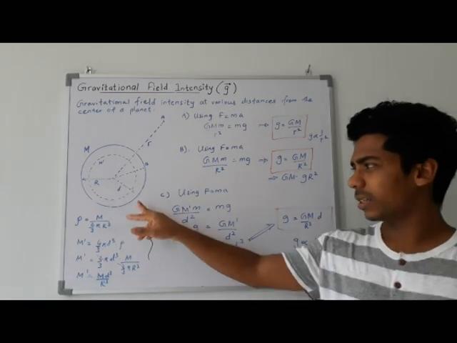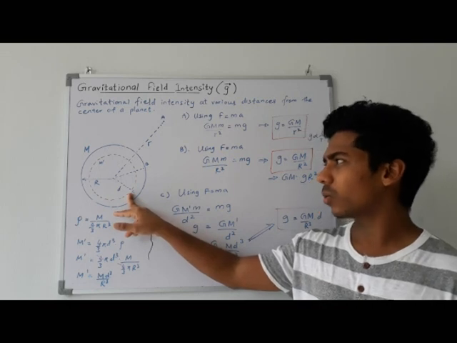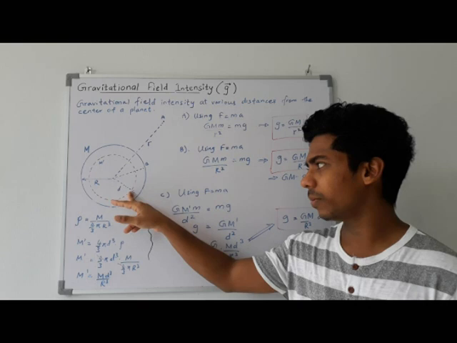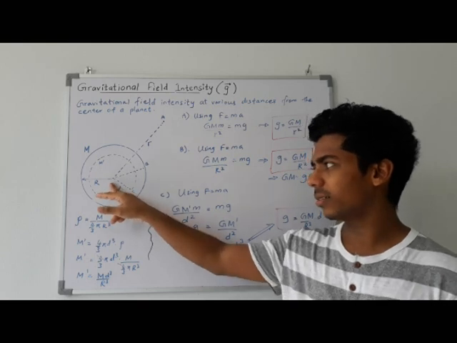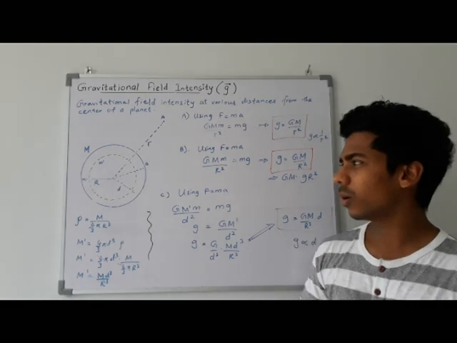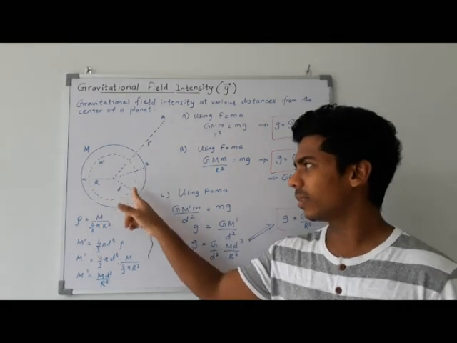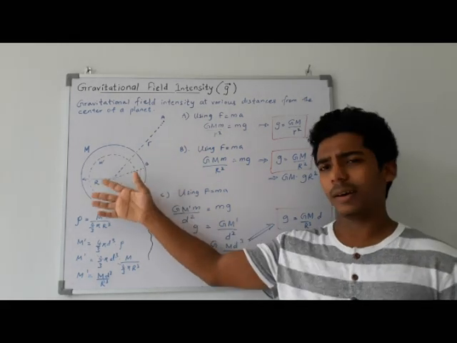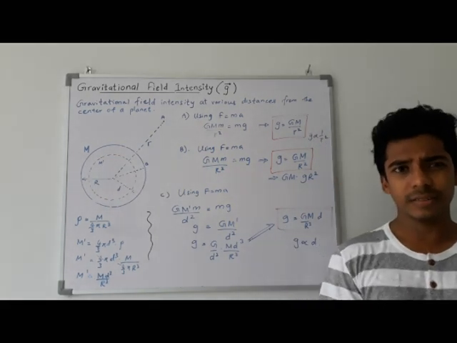So to find the gravitational field intensity at this point, only the mass within this sphere will have an effect. That means the sphere of radius d. I consider the distance to that point from the center to be simply d. So now I consider only the mass within that sphere. And also I consider this planet has a uniform density.